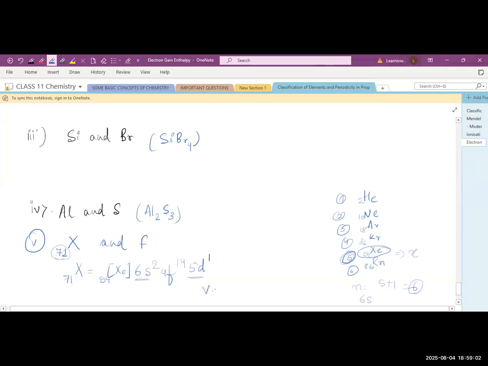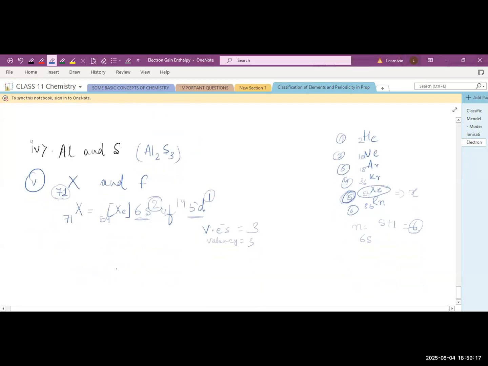Now what is the valence electron over here? Valence electron is 3. 2 is in your s, in 6s, and 1 is in your 5d, right? So what will be the valency over here? So obviously the valency will be 3. Valency will be 3. And similarly, you can calculate for fluorine also, right?